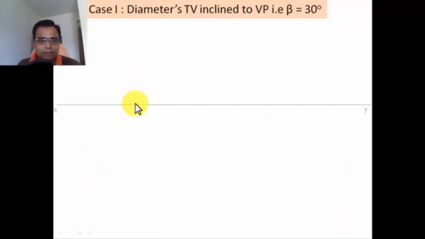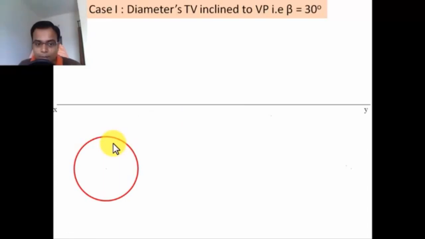Fine. So initially we are assuming that the surface is resting on HP, and therefore we are going to begin by making the true shape of the surface, which can only be seen from the top. That's a circle. Diameter is obviously 50 millimeters. Now let me name the points. Starting from here, AB. This is diameter AB. And this point A always remains in contact with the ground, or with the horizontal plane, you can say.